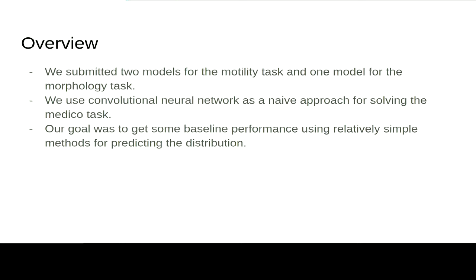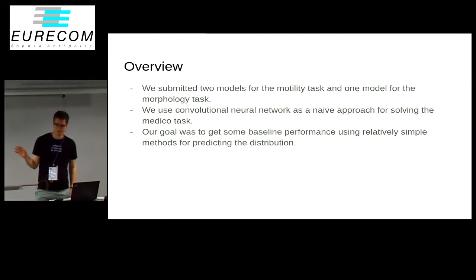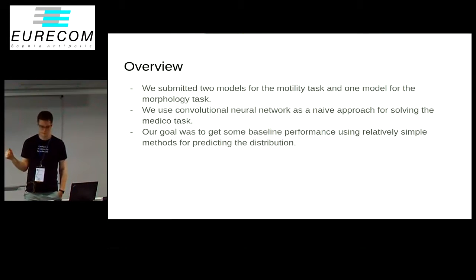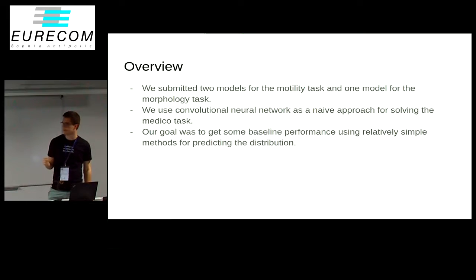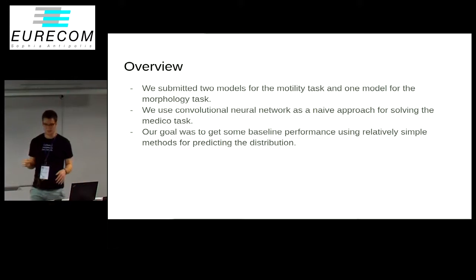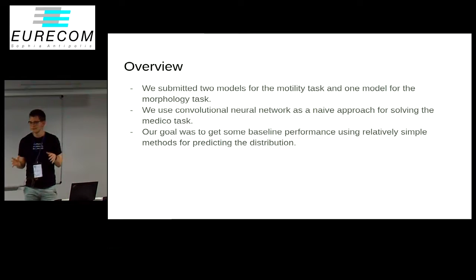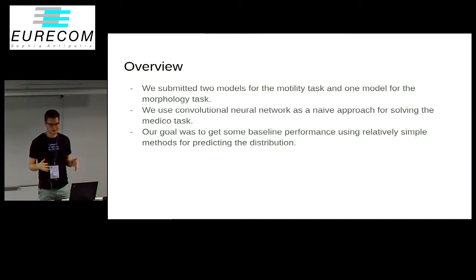Yeah, so I submitted 2 models for the Motility task and 1 model for the Morphology task. And I, of course, use convolutional neural networks, both 2D convolutions and 3D convolutions based on the task. My convolutional networks are pretty simple, so our goal is pretty much to get a baseline performance for naive approaches for this task.